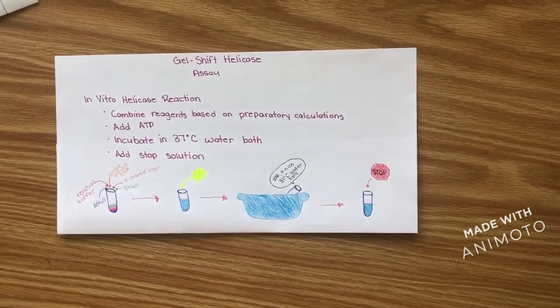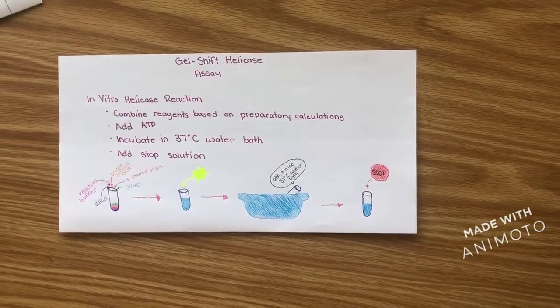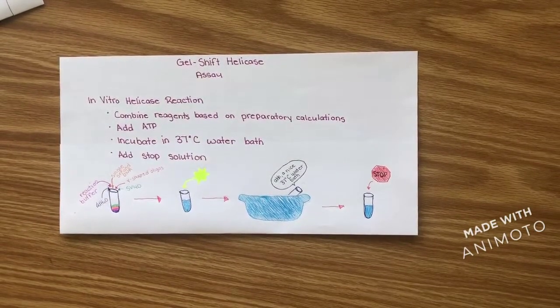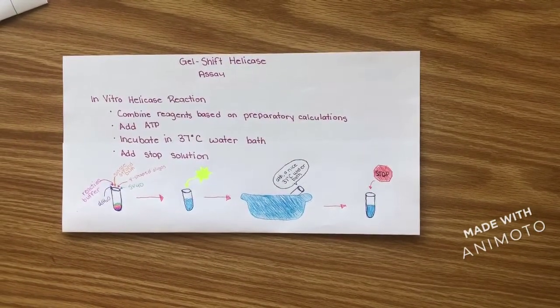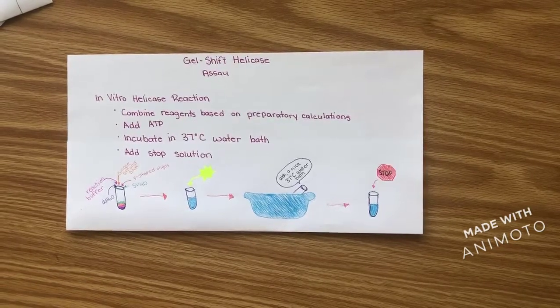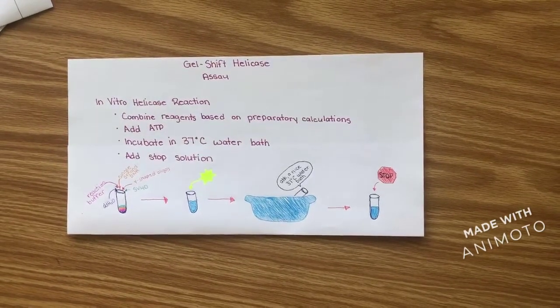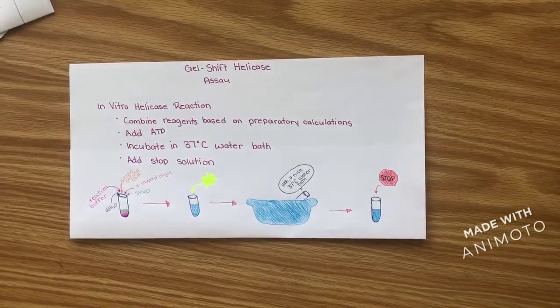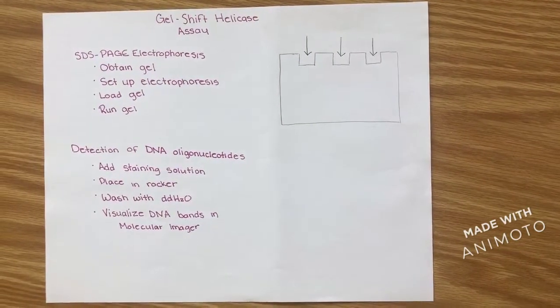The next step is to run the in vitro helicase reaction. This is done through combining the reagents based on the previously done calculations. ATP is then added, the tubes are incubated at 37 degrees, and afterwards the stop solution is added. The SDS-PAGE electrophoresis is then run.